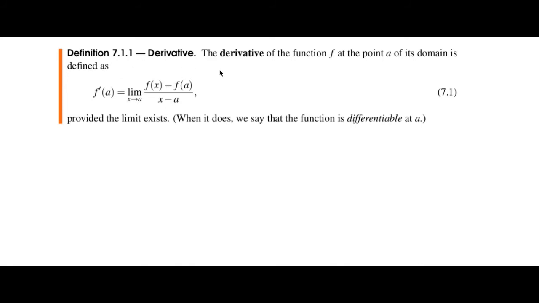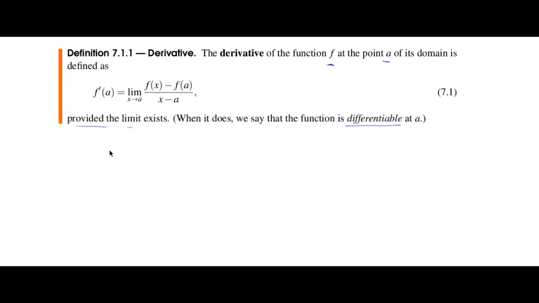The derivative of a function f is that rate of change of the function at a point a. It's given by this f prime at a, which is the limit when x goes to a of this quotient. That's the idea that we have been describing: f of x minus f of a divided by x minus a, provided this limit exists. Sometimes it will not exist. When the limit exists, we say that the function is differentiable at a.